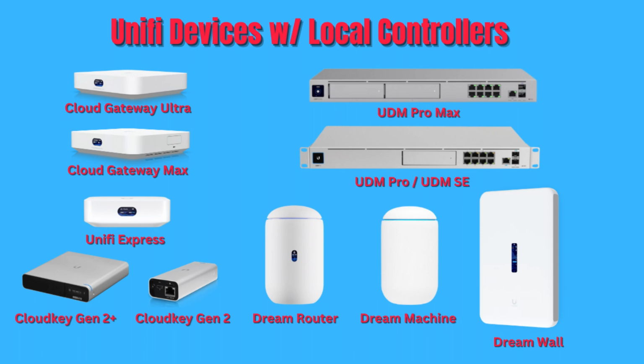So there is alerting on the physical hardware that will tell you when you have hard drive issues or the hard drive has been ejected, things like that. You're not going to see those in the Cloud Gateway Ultra, which doesn't have any storage options. I'm going to show you what that looks like here next.